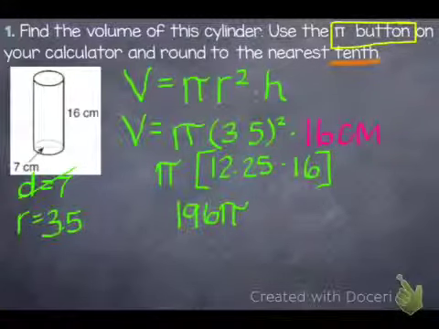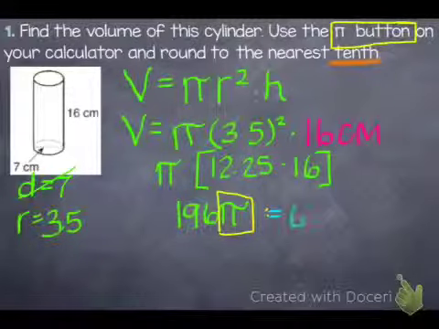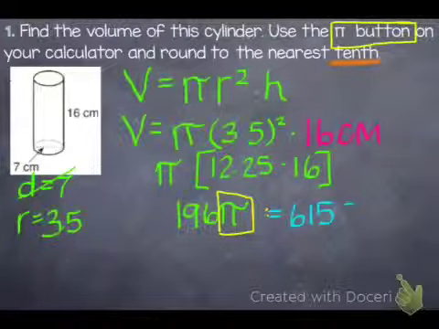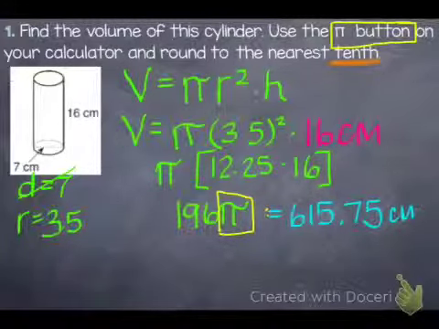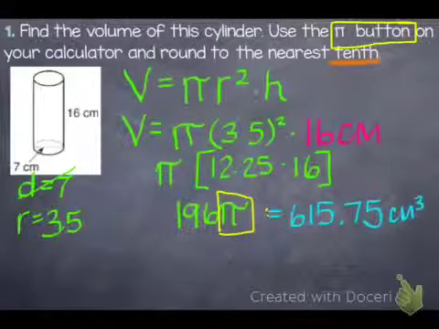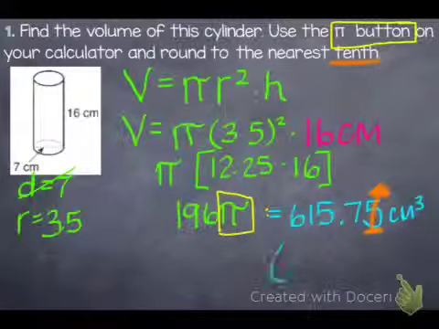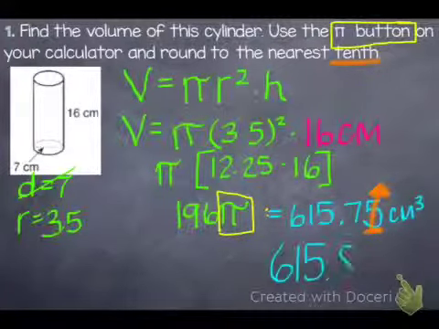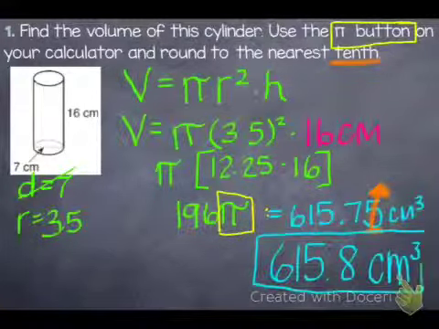So now we're going to use our magical pi button. So make sure you use the pi button here. So I'm going to do times pi button equals 615.75 cubic centimeters, but we want to round to the nearest tenth. So we need to look at this number. If it's 5 or bigger, we're going to round 7 up to 8. So this becomes 615.8 cubic centimeters. And that is the answer to number 1.